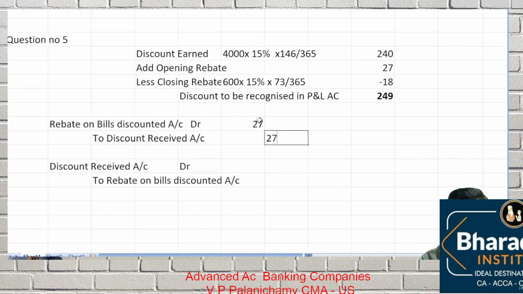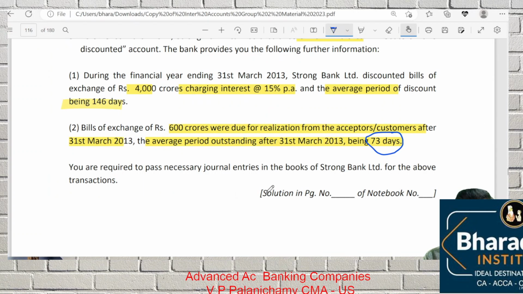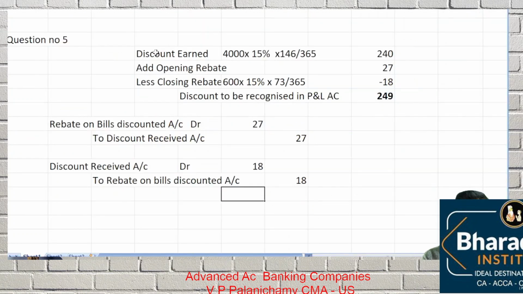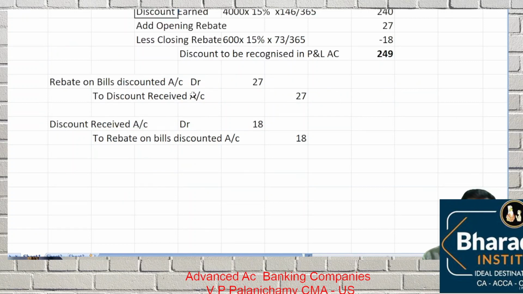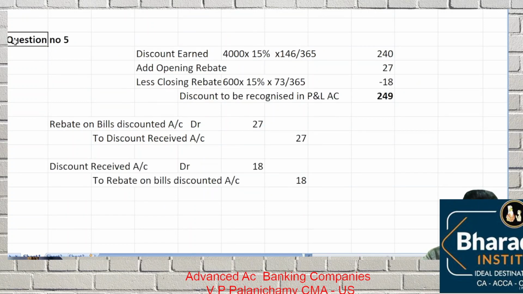For opening rebate, rebate on bill discounted account debit to discount receipt. Then discount receipt account debit to rebate on bill discounted for the closing rebate. Pause and copy. Try question number 6. Bill for collection asset, bill for collection liability. After this, try question number 6.